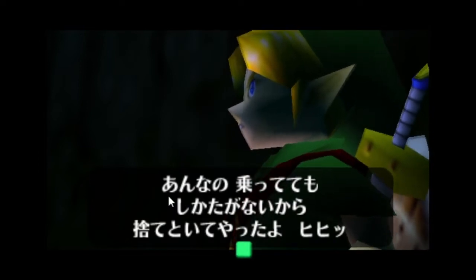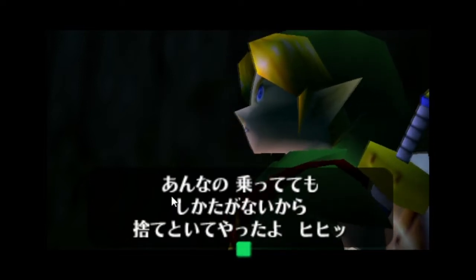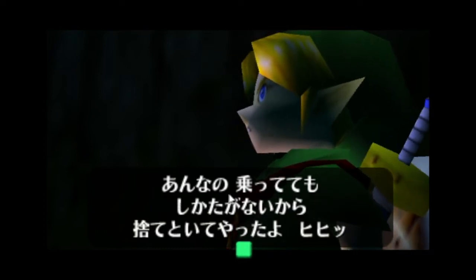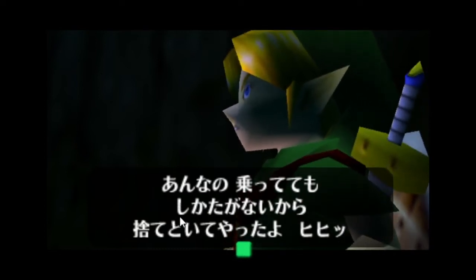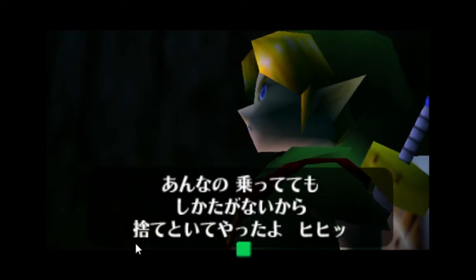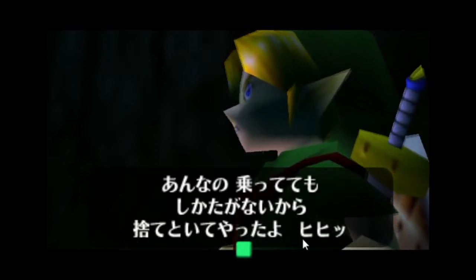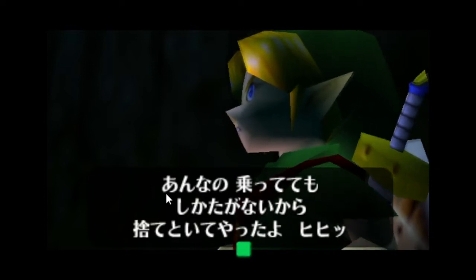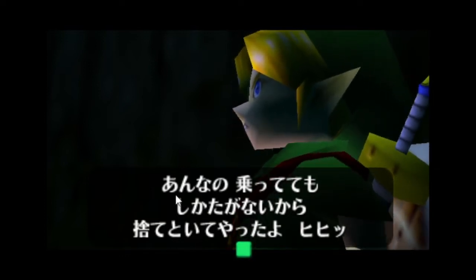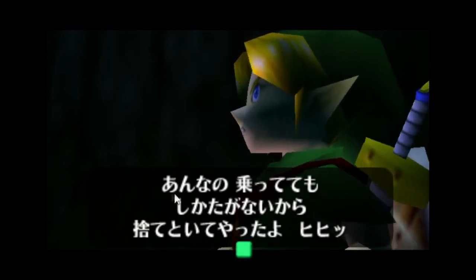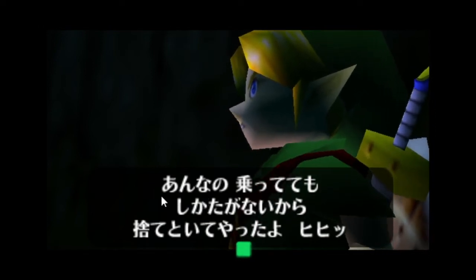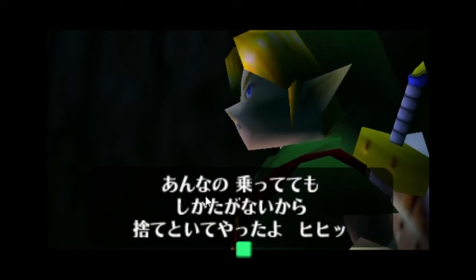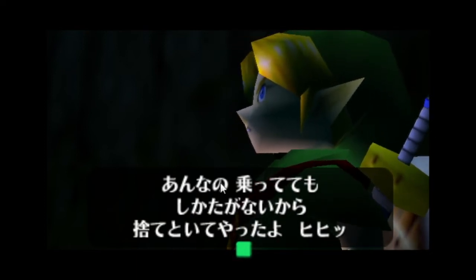Oh, okay. I know there's one text box that I'm going to have to pause, so I'm getting kind of ready for it. Anna no nottete mo shikata ga nai kara shitetoite yatta yo, hihi. Again, this is going back, like rather than saying konna or sonna, it's saying anna, which means that type of, that sort of thing.